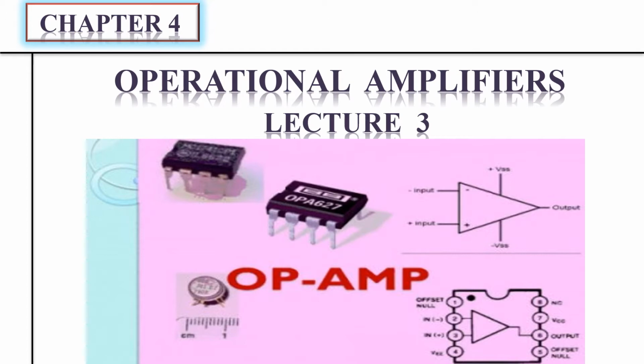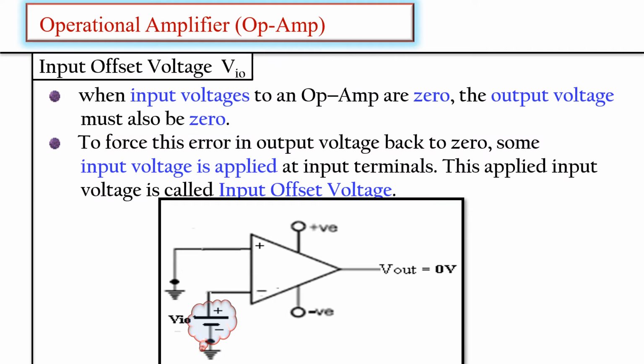Parameters of an op-amp: we have seen the first parameter, that is input bias current. The second parameter, input offset current. So in the last lecture we completed two parameters. Today we will see the remaining parameters. Let us understand the next parameter, that is input offset voltage VIO.